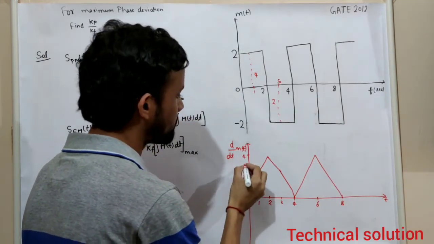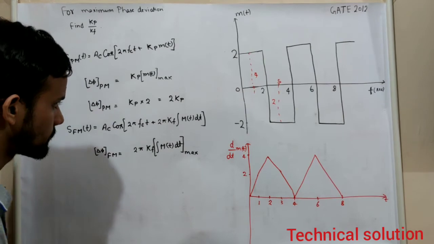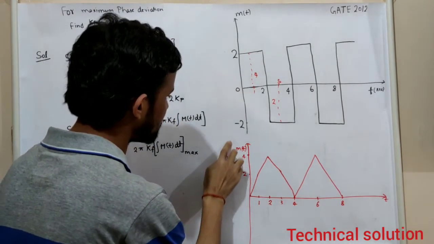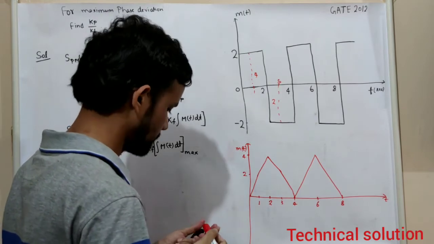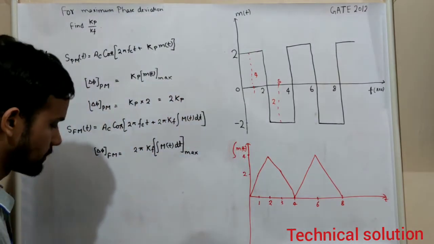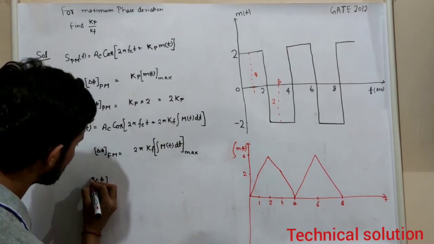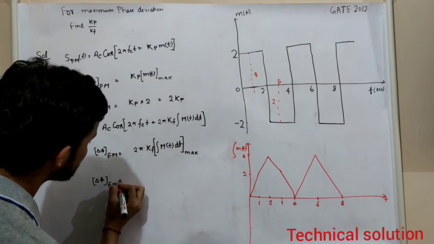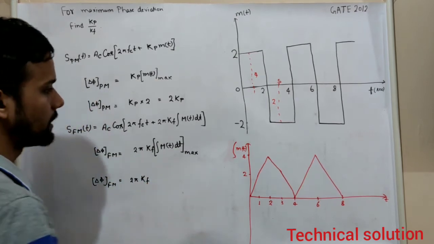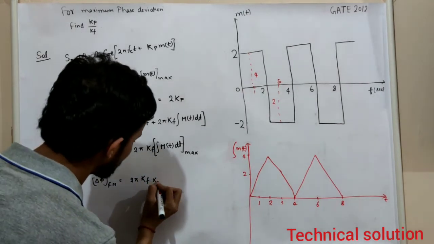The maximum of this integration of m(t) is given as 4. Sorry, this is not d by dt, this is the integration of m(t). Therefore, delta phi of FM equal to 2 pi Kf, and the maximum value of this integration of m(t) is 4, that is 4.